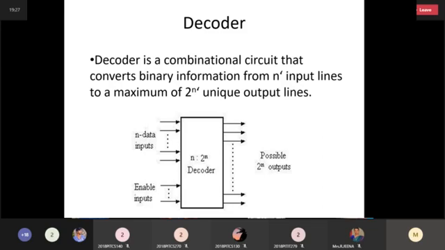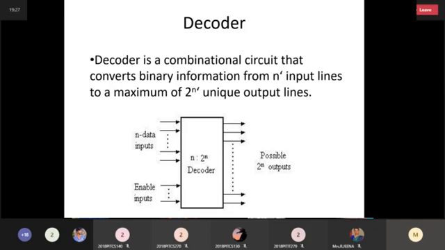It converts binary numbers from n input lines to 2 power n output lines. That means if you are giving 2 inputs, the output will be 2 power 2, that means 4 outputs. In this block diagram, there will be n data inputs and one enable bit. This enable bit is 0 or 1.